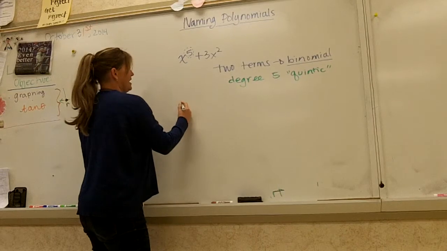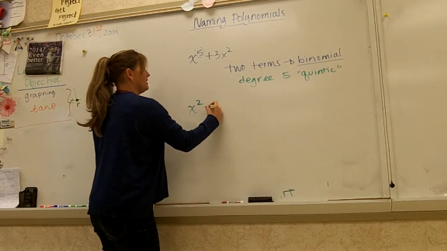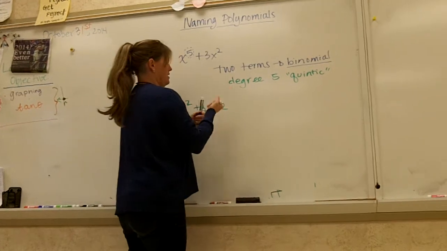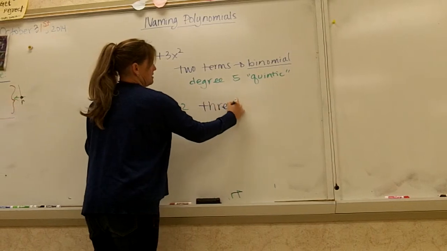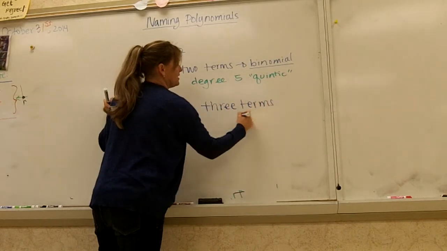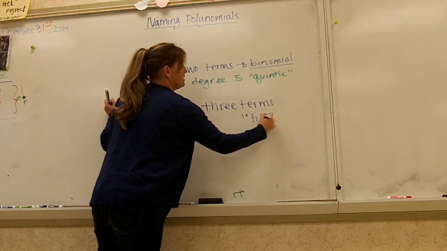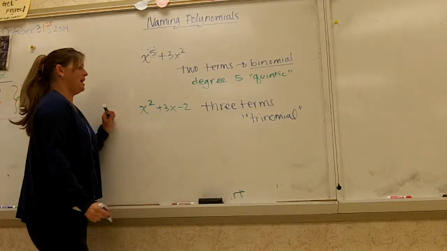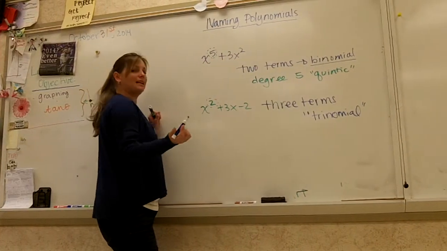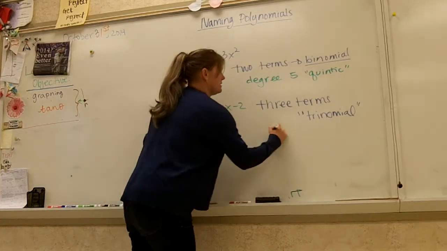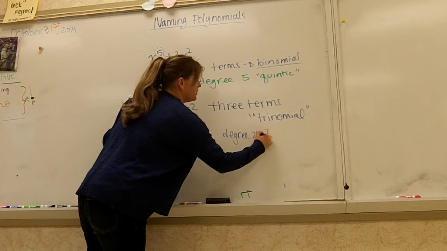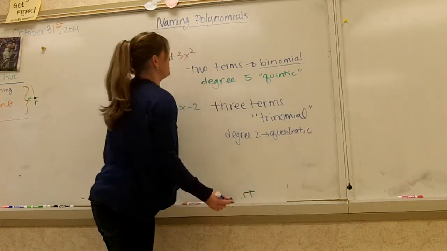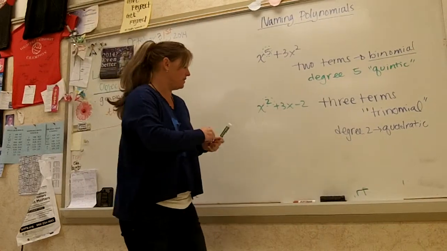So if I had something like x squared plus 3x minus 2. Now this one has 1, 2, 3 terms. So 3 terms, we call that a trinomial. And this is power 2, but the second power does have a special name that we should be prepared to remember. This is degree 2, and we call that quadratic, which you guys should be familiar with. Okay, so 2 terms is binomial, 3 terms is trinomial.